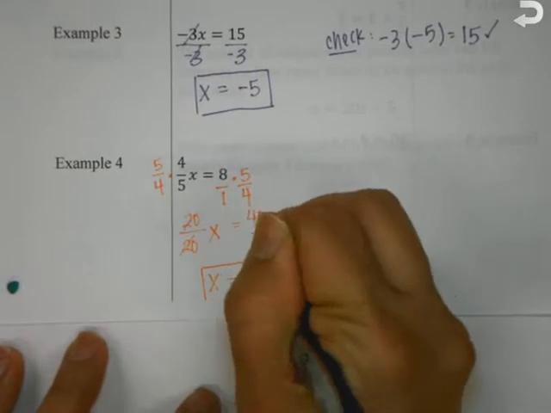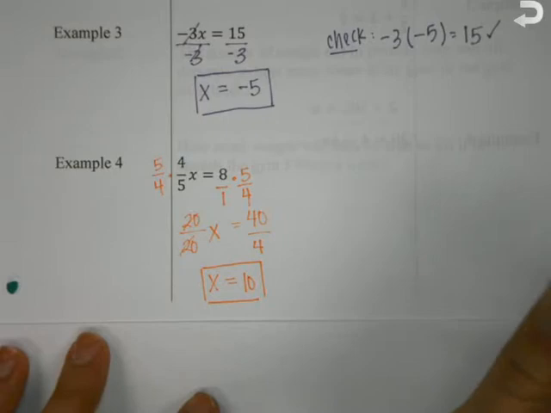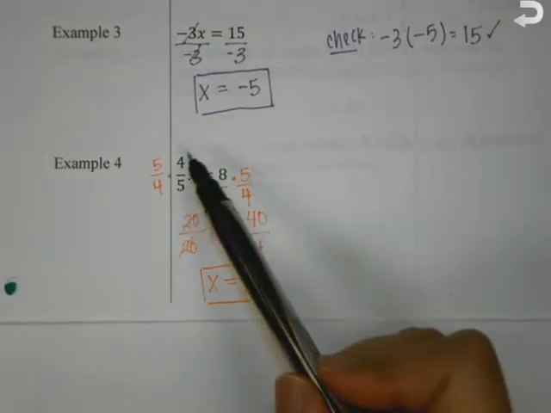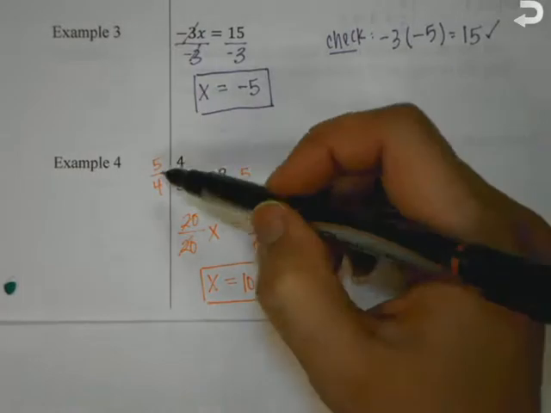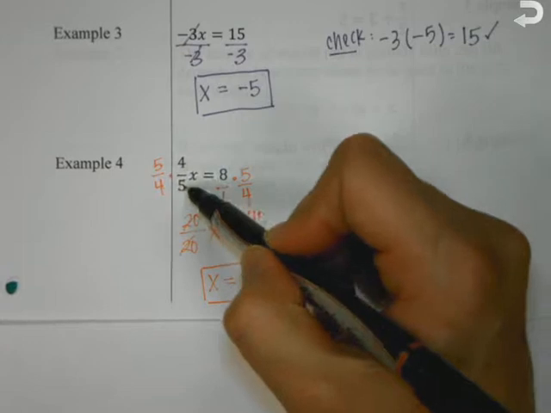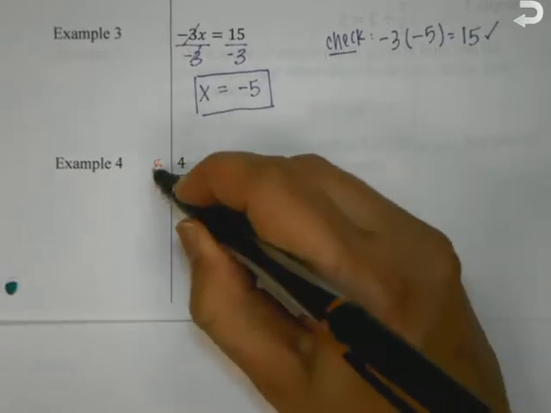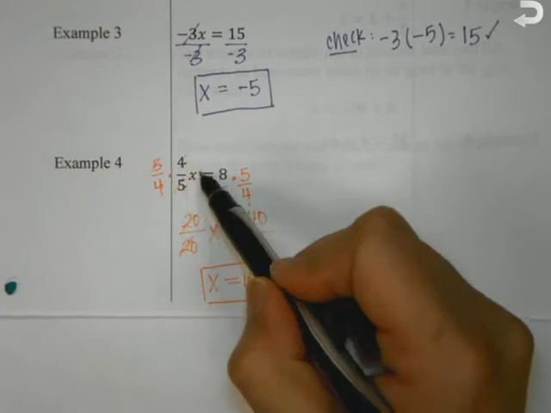Okay? Let me show you a trick. We multiplied 5 times 4 and 4 times 5, right? But let's look at the cross. We're not doing cross products, we're doing cross reducing. 5 over 5, what does that reduce to? 1. What about 4 over 4? 1. So what would I be left with? A 1x, right?